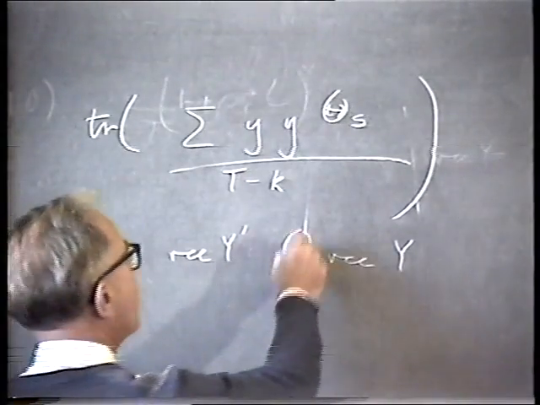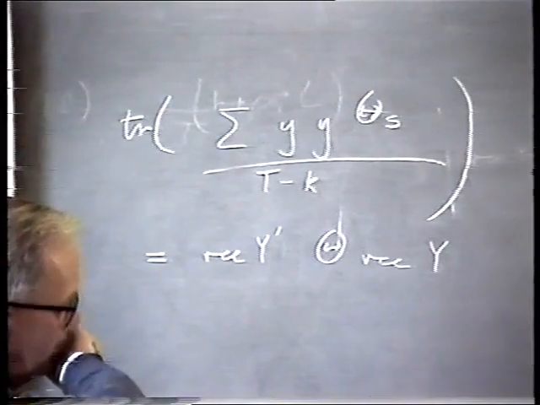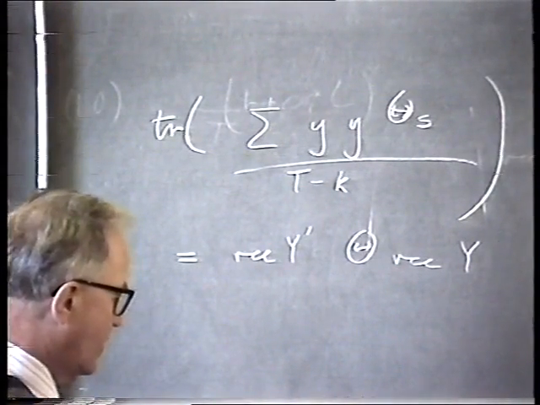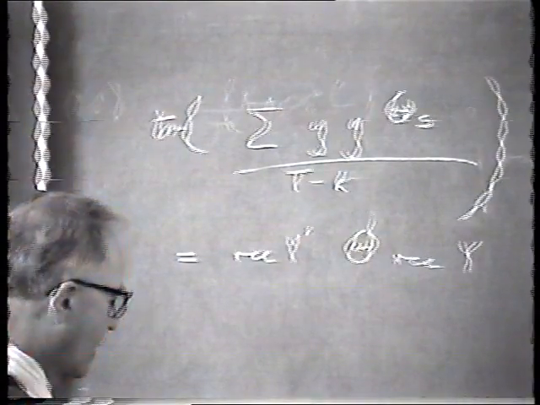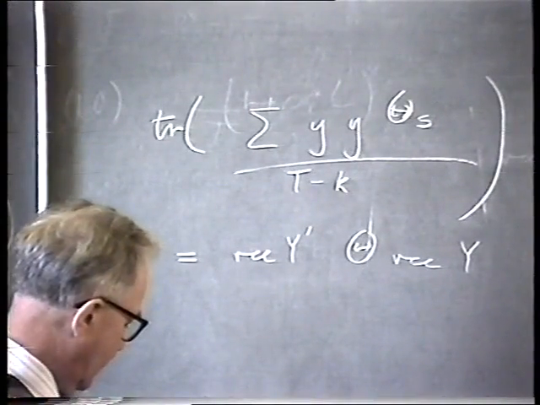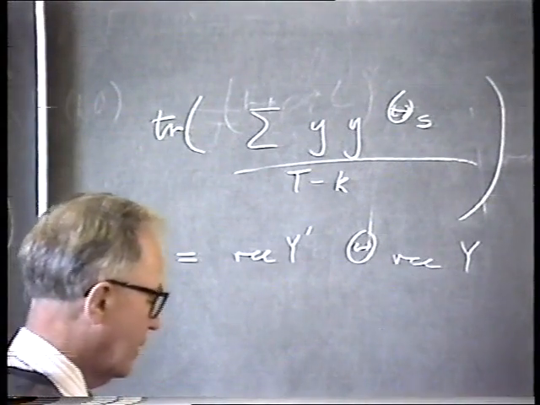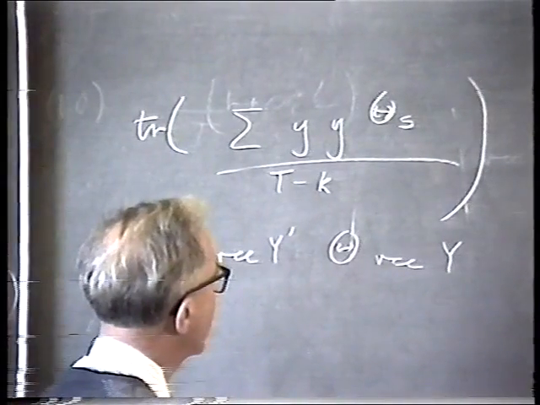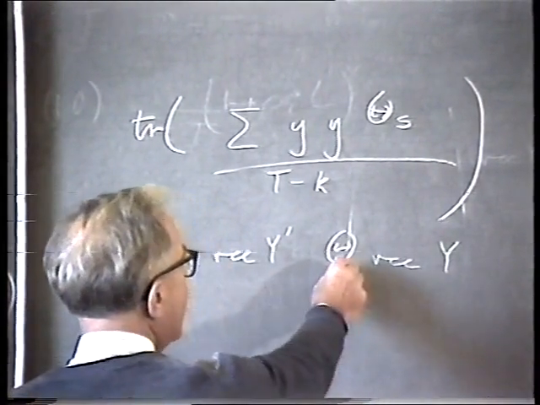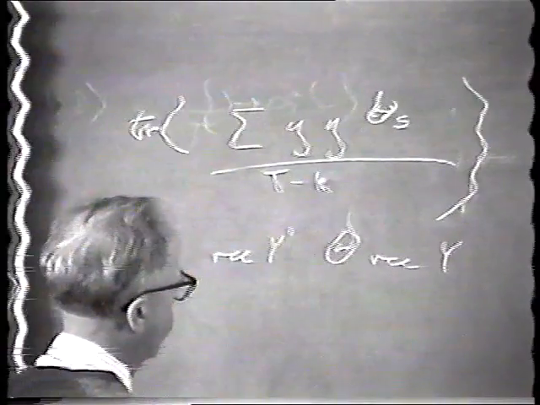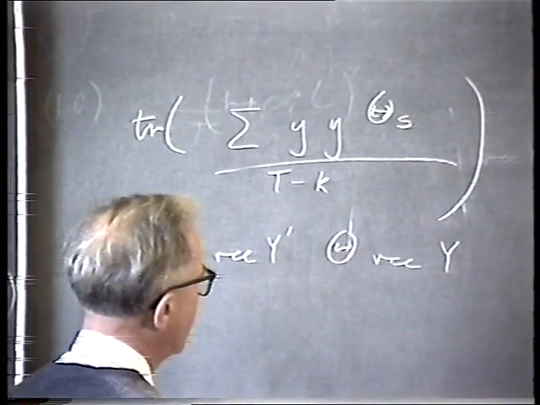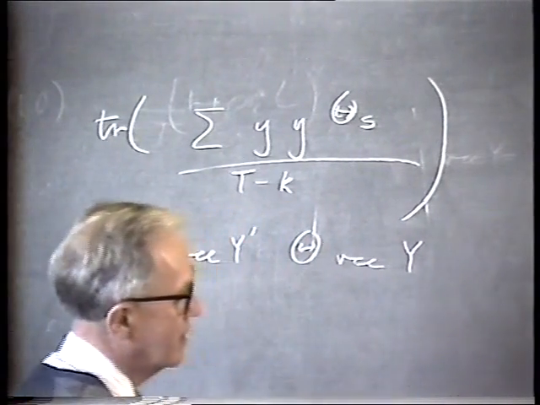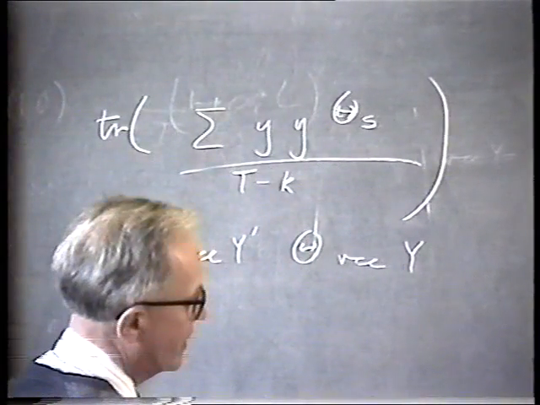Each element of theta is linear in the elements theta s in a way which I won't bother to spell out, but you can see that there's a simple linearity connecting any element of capital theta without a suffix with the corresponding elements of capital theta s.